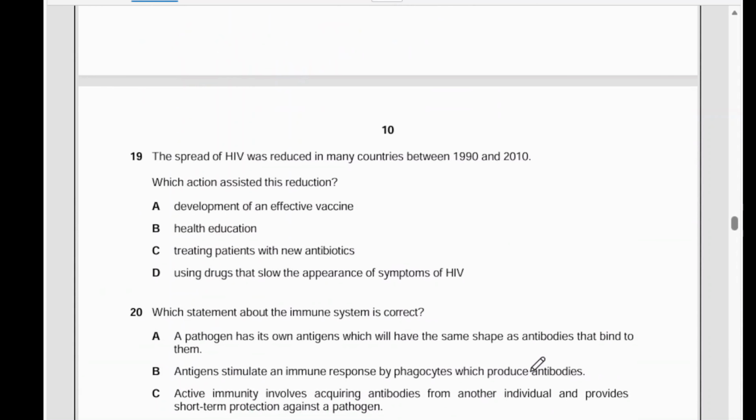Next one: the spread of HIV was reduced in many countries between these years. Which action assisted this reduction? Education, because there is no effective vaccine yet. So, education, yes. Treating patients with new antibiotics? Antibiotics do not work on viruses. Using drugs that slow the appearance of... okay, no. So, that is health education.